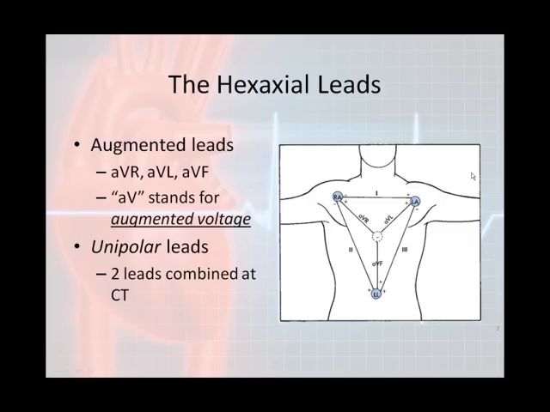Now, when they go through this process of mathematics and circuitry to create this theoretical negative, or the central terminal, the signal is degraded significantly. So they have to augment or amplify the voltage so that you can see the lead the exact same way that you would see leads 1, 2, and 3.